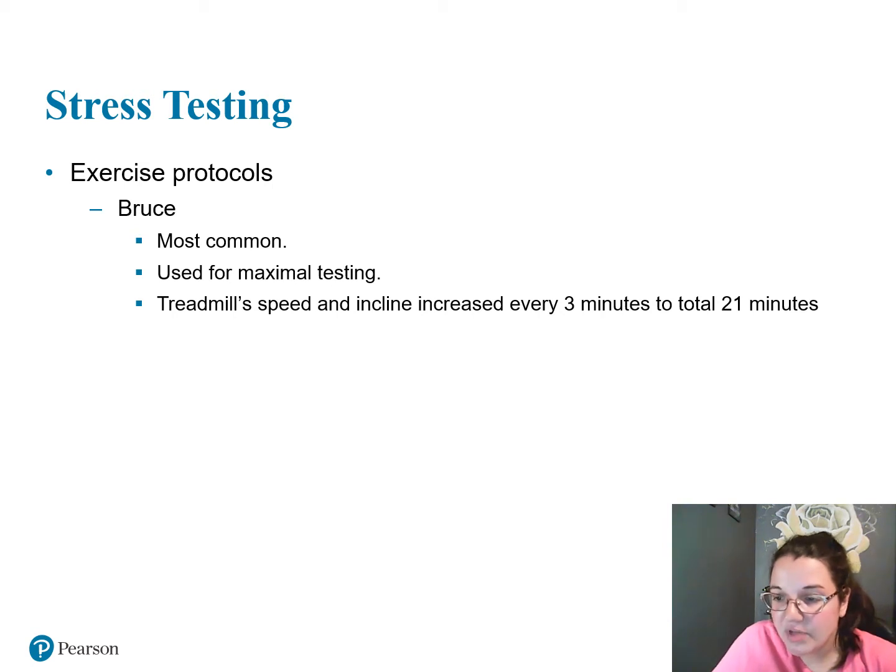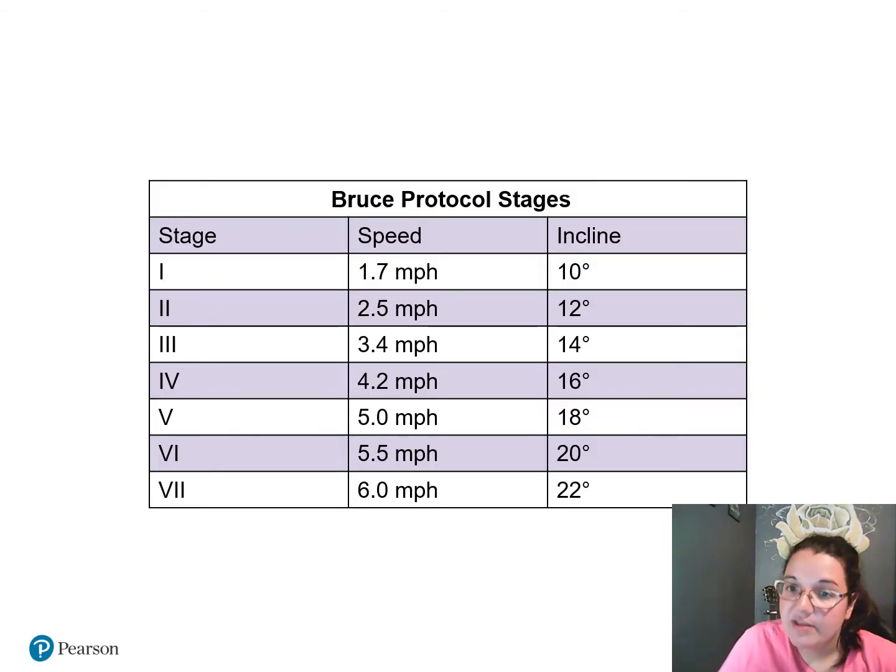And again, what is our goal? To reach our target, whether it's the 85% or the 70%. And how do we figure out our target heart rate? By subtracting the patient's age from 220. So, for example, of a Bruce protocol, stage 1, we might start off at 1.7. This is like a slow walk. And their incline might be at 10 degrees.